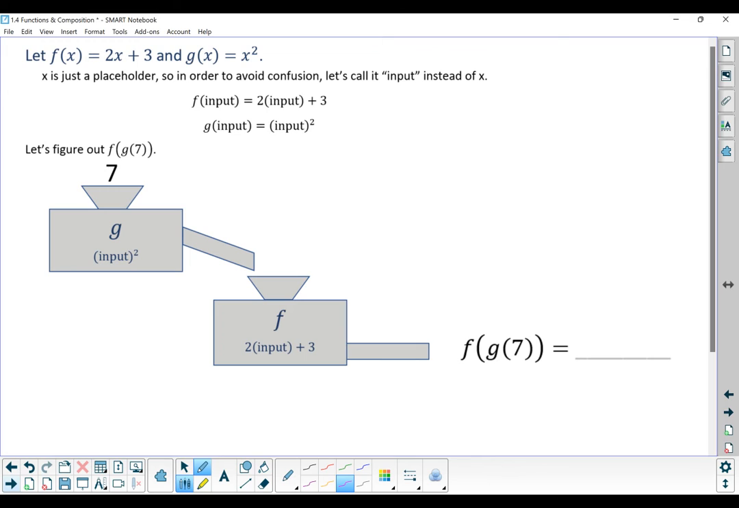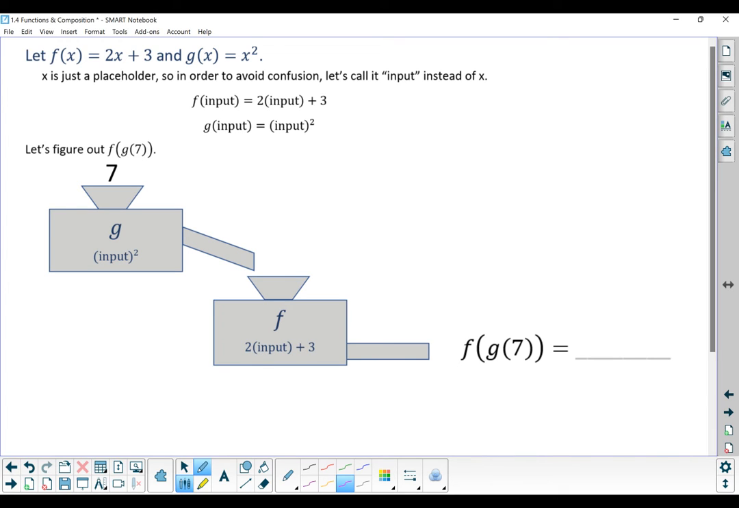So I have some function boxes at first to help us think through this, and then we'll do it just from some equations. But if I have function f that is 2x plus 3 and function g that is x squared, for at least these first few problems, I'm just going to put the word input instead of x. So function g takes its input and squares it. Function f doubles the input and adds 3.